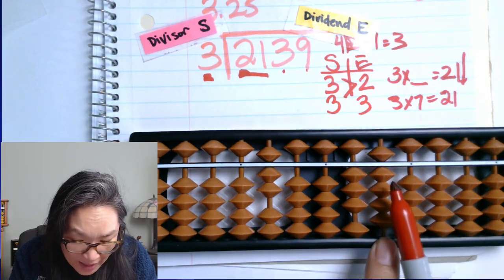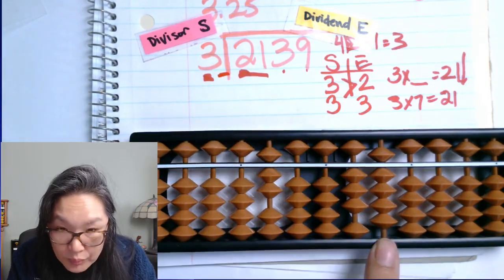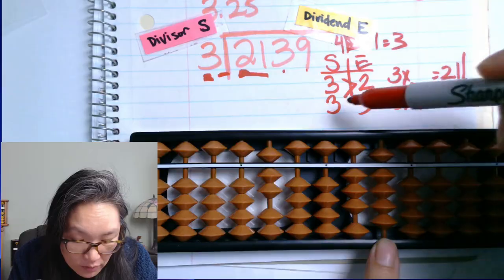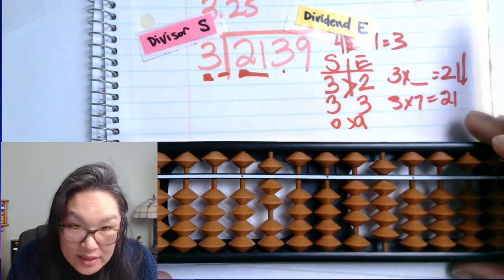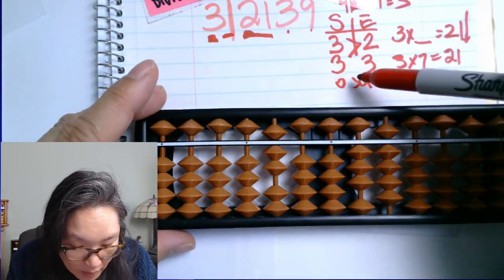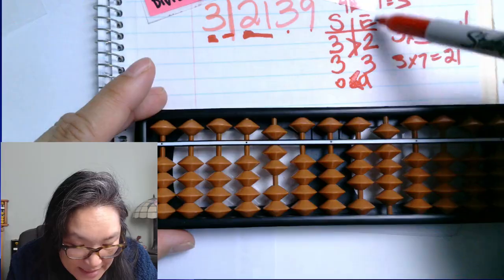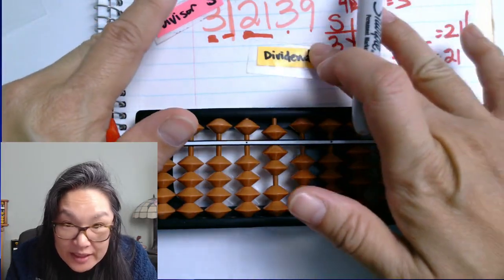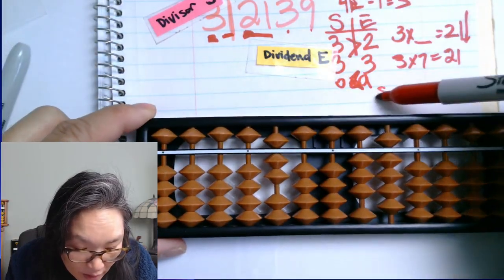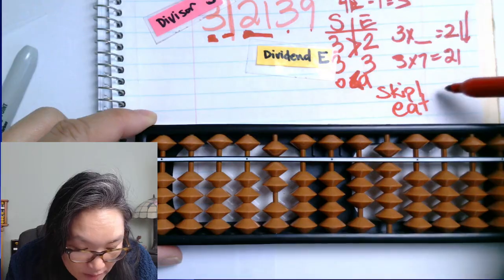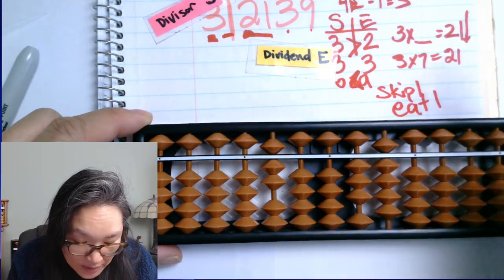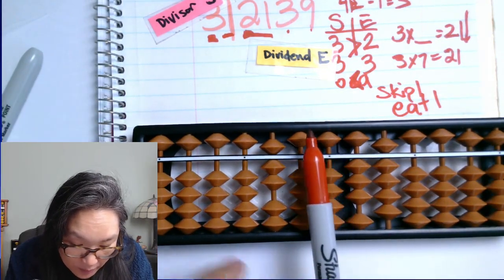I compare my 9 to a 0. Pretend there's a 0 here. My 9 is bigger. If my dividend is bigger, then I have to skip one column. This is a rule. We have to skip one column and then eat one column, like subtract one column. That's what this means. So I'm going to skip this column and go over here.